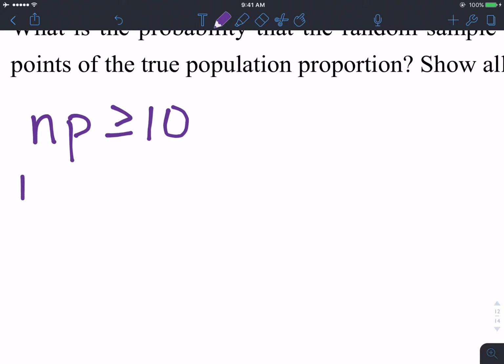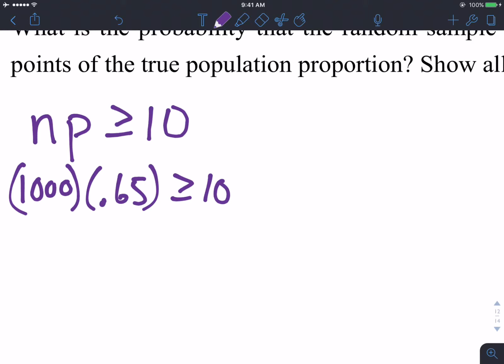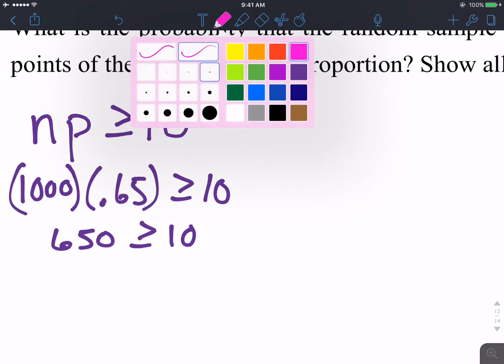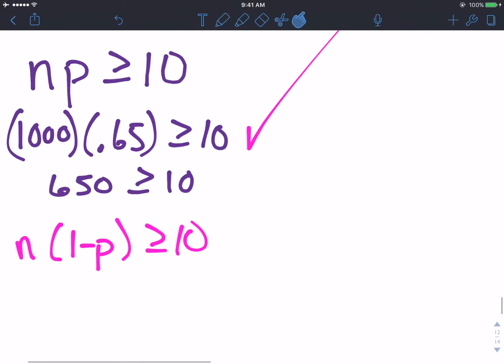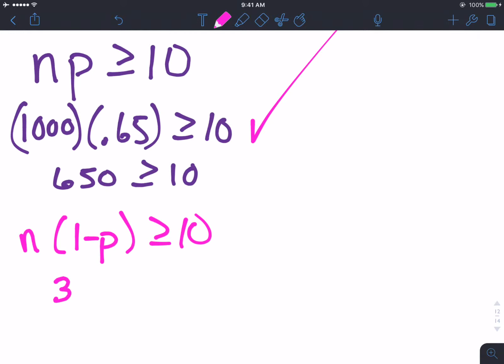Well, I know my n is 1,000 and our proportion is 0.65, and np ends up being 650, greater than 10. So this will get a nice old check mark. And then n(1 minus p) is greater than 10. And if you guys haven't figured out, these two numbers always combine to the total sample size. So sure enough, that checks out.